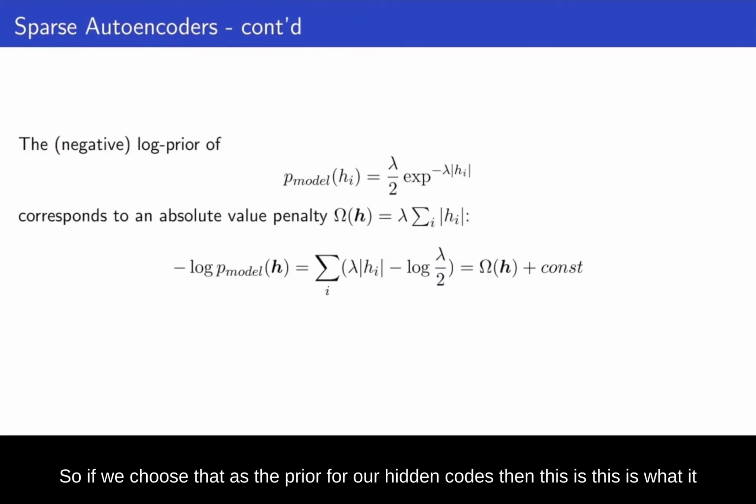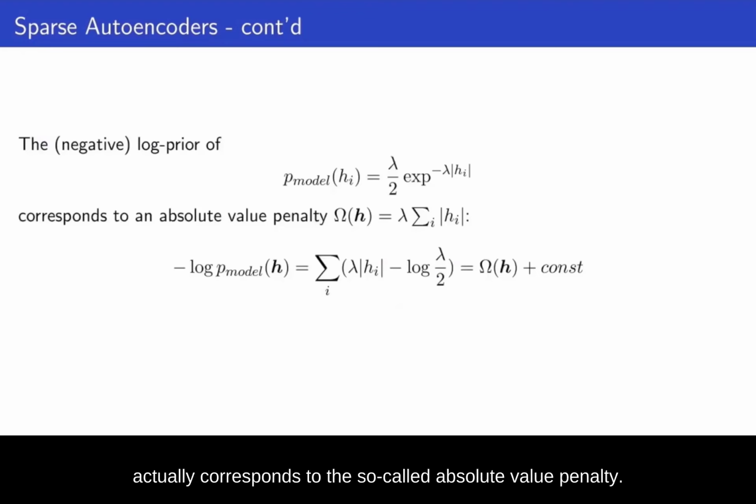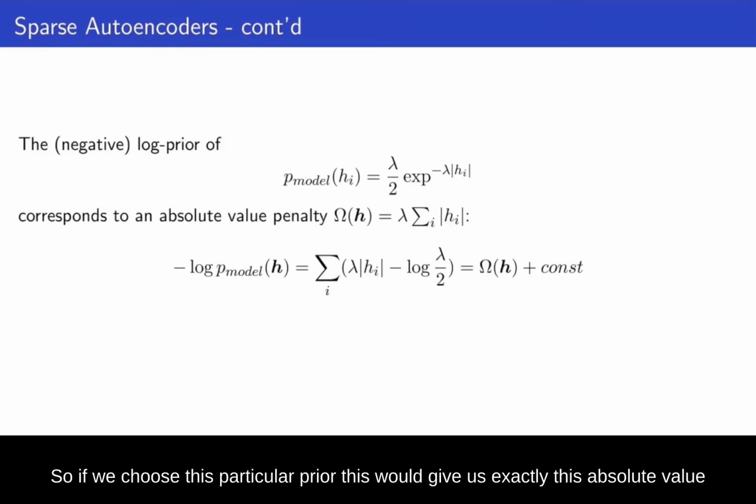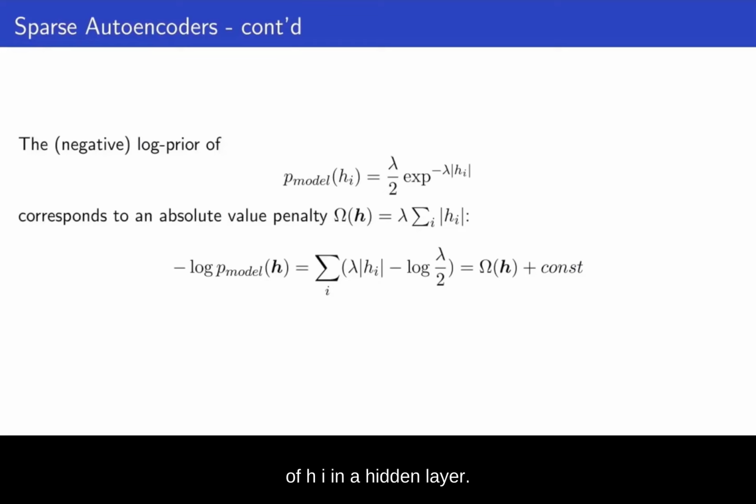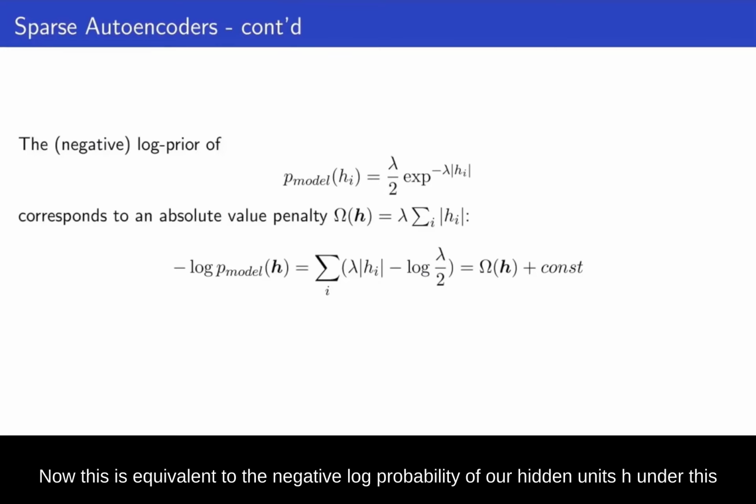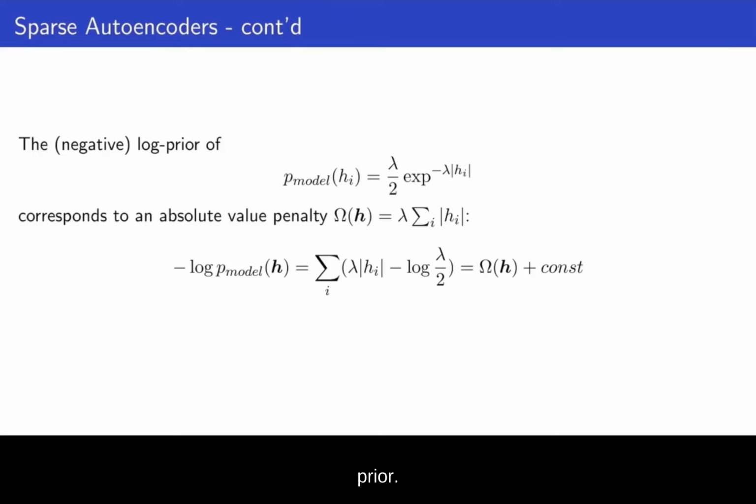So if we choose that as the prior for our hidden codes, then this is what it actually corresponds to, the so-called absolute value penalty. So if we choose this particular prior, this would give us exactly this absolute value penalty. So lambda is just a weighting factor times the sum over all i of the absolute values of h_i in a hidden layer. Now this is equivalent to the negative log probability of our hidden units h under this prior.